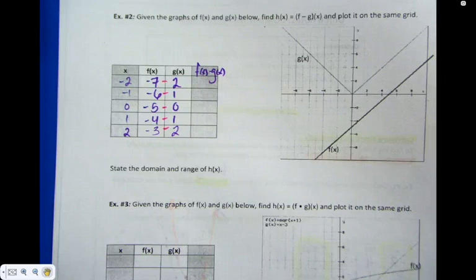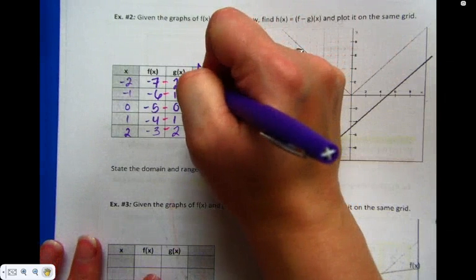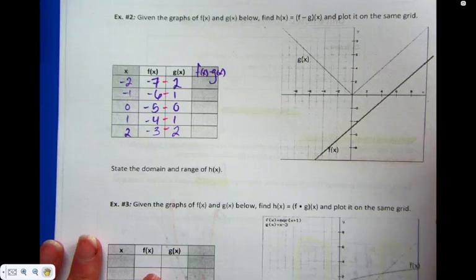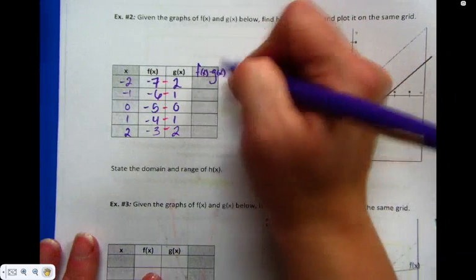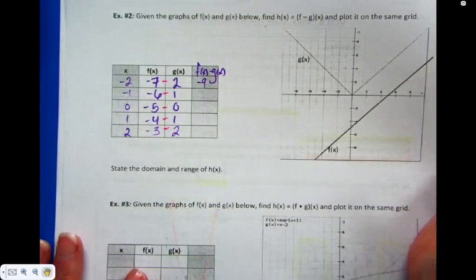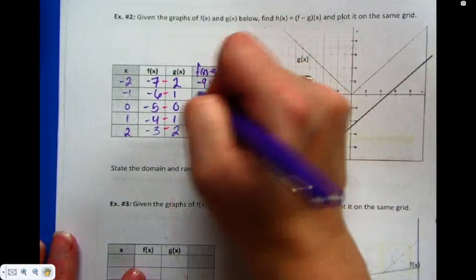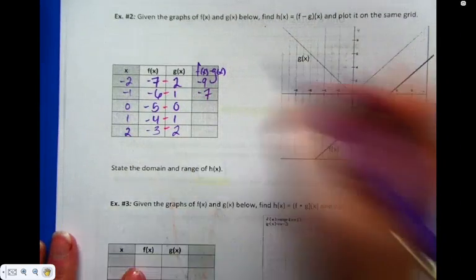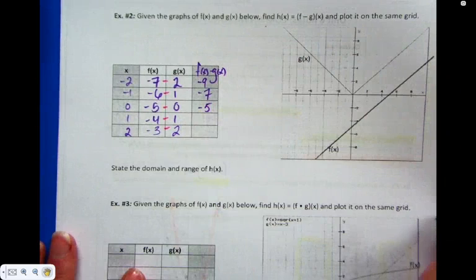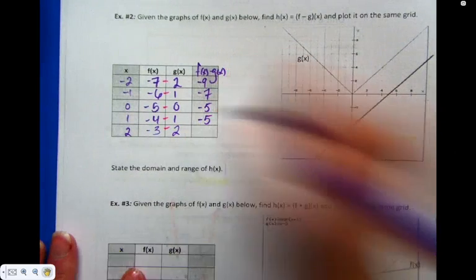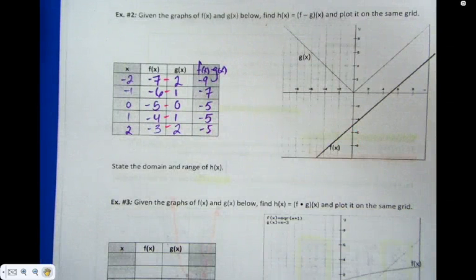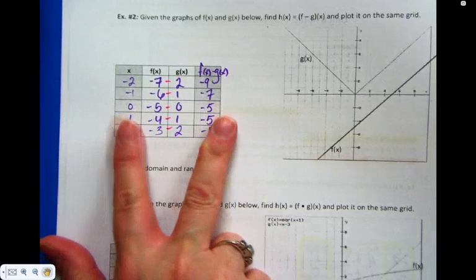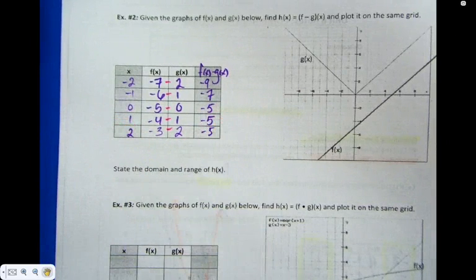So -7, -2. -6 minus 1. -5 minus 0. -4 minus 1. -3 minus 2. Ooh, do you see something happening there? Strange. And just remember, if you're going to use the table, it's the outside values that you're now graphing. So go ahead and graph those 5 points.